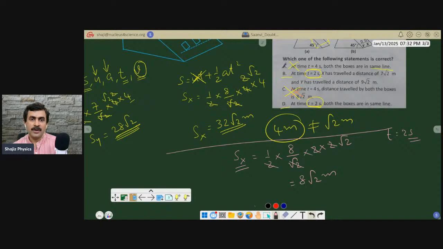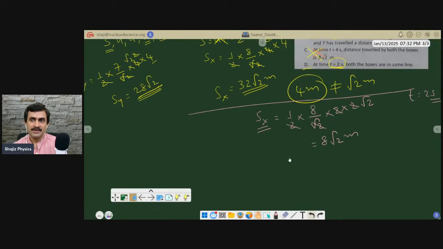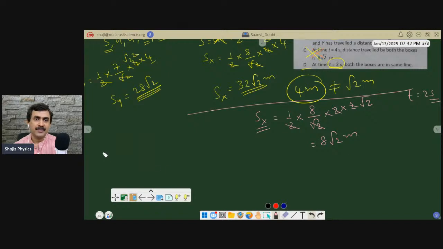Now, what about the displacement of y in this particular second case? Considering time to be 2 seconds, the displacement of y is half into the acceleration a. a is 7 by root 2, into 2 into 2. Again, the same cancellation happens here also, root 2. So the answer here is 7 root 2.